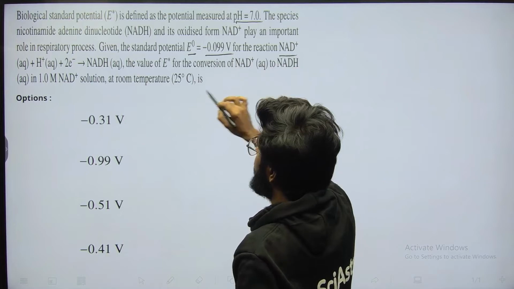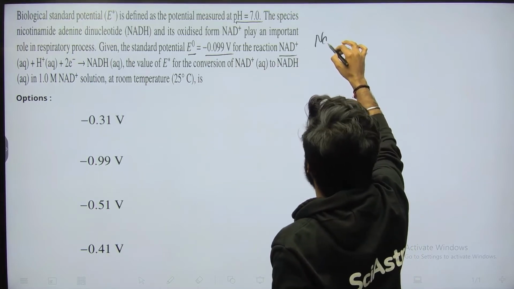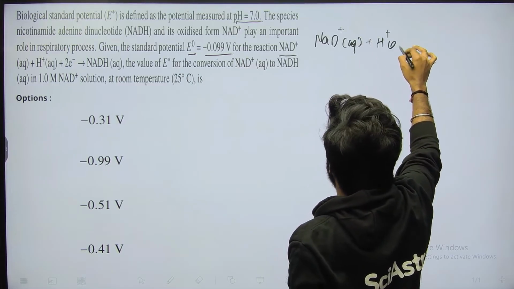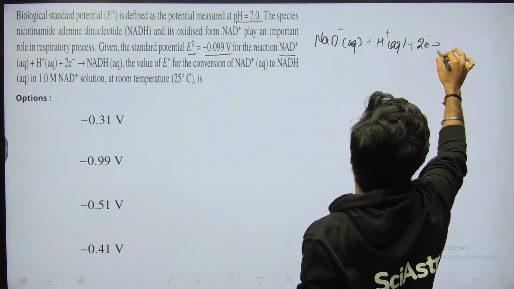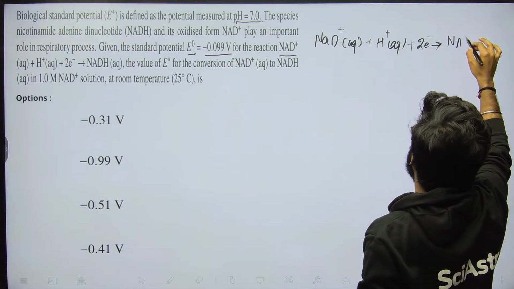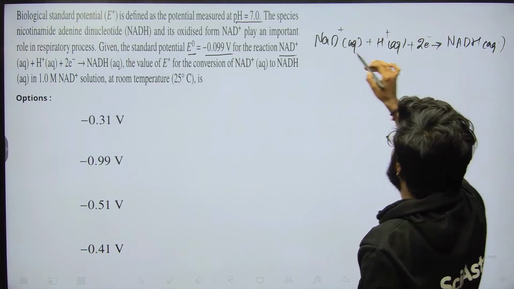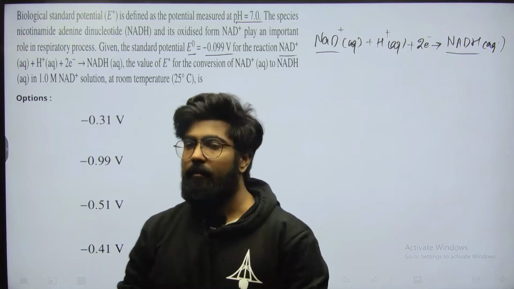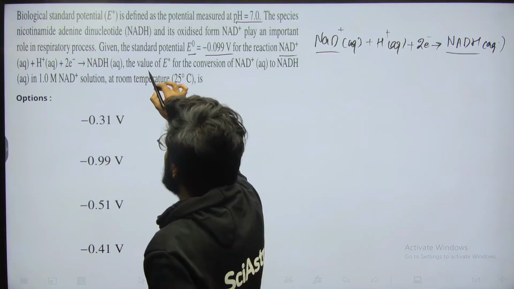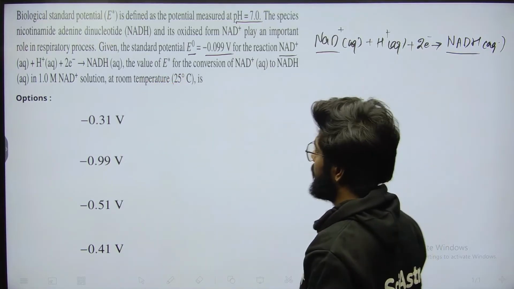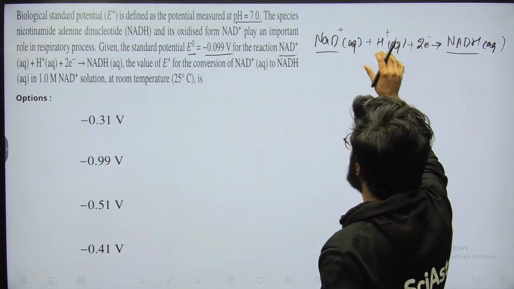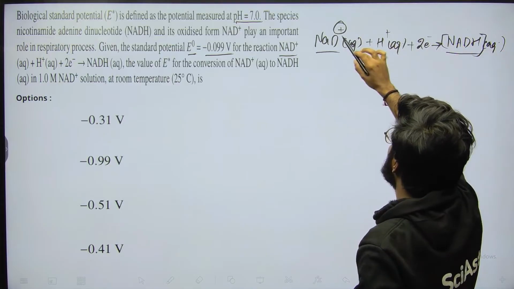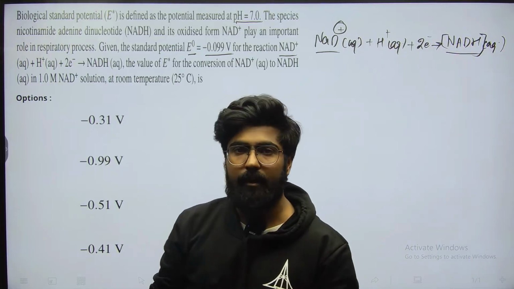For the reaction, NAD plus aqueous, H plus aqueous with 2 electrons combines to form NADH. So basically it is some kind of a biological conversion, converting NAD plus to NADH, and they are saying that this process is important for respiration. Since this is a redox process, we can see that the plus oxidation state is getting converted to a basically neutral species. So we are reducing the oxidation state, so basically it is a reduction.